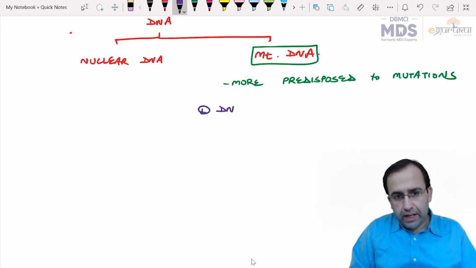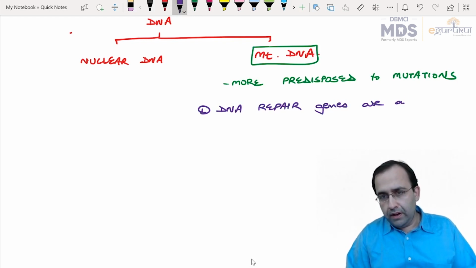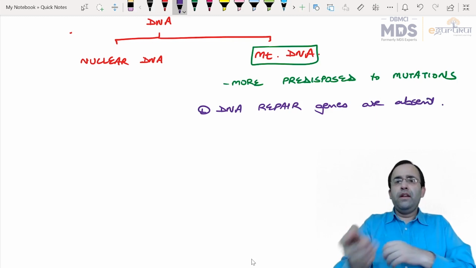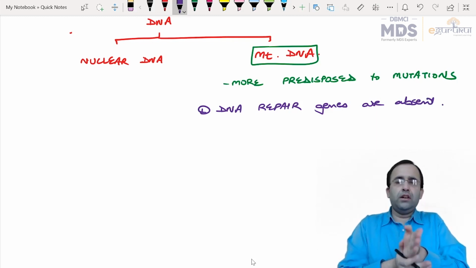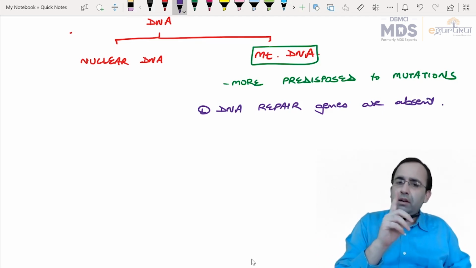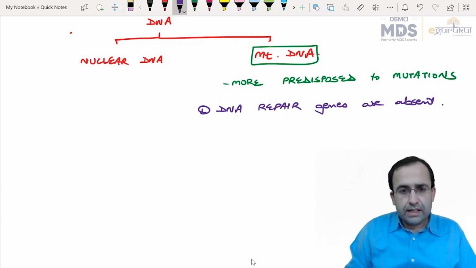Firstly, DNA repair genes are absent in mitochondrial DNA. That means if a mutation has occurred, it will persist. It will not get corrected. First point.